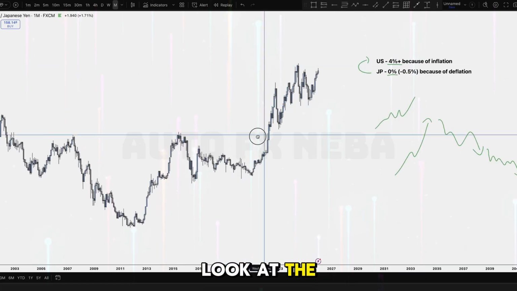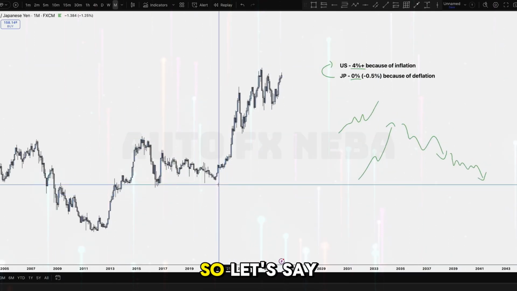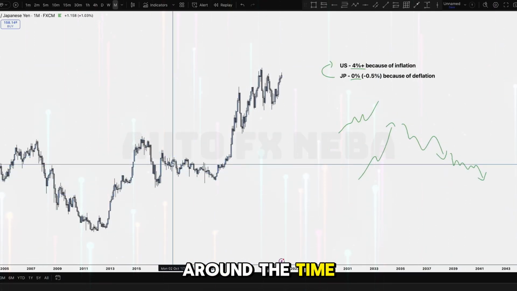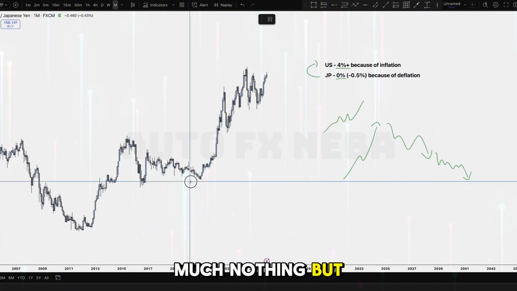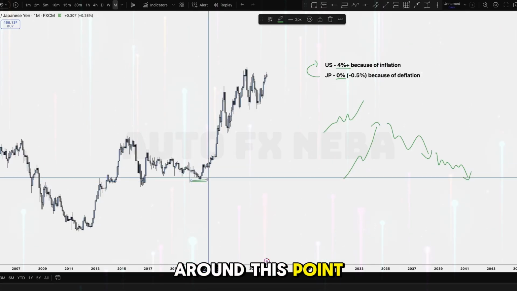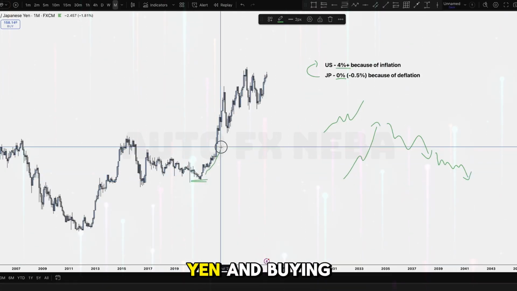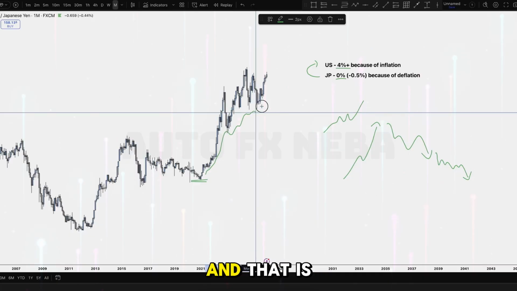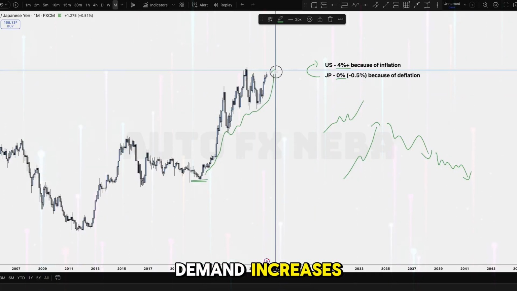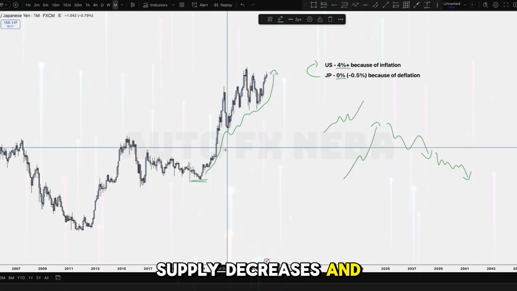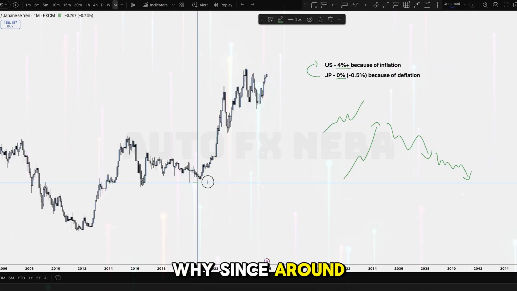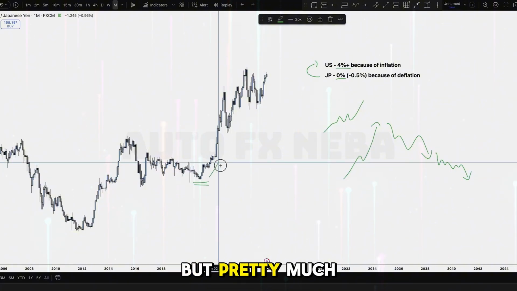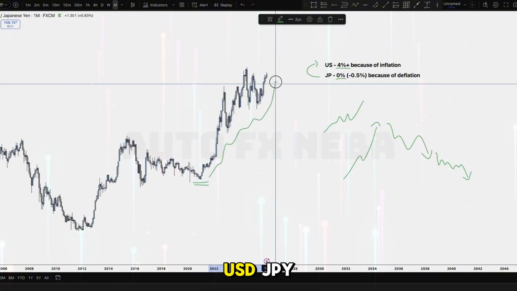And that is why when you look at the charts, for those years, so let's say from 2020, around the time that the US started hiking interest rates, we've had pretty much nothing but direct upside. Because around this point, people started offloading yen and buying dollars, okay? And that is a case where demand increases, supply decreases, and the US dollar massively outperforms the yen. And that is why since around this point, we've seen nothing but pretty much clean upside for USD JPY.